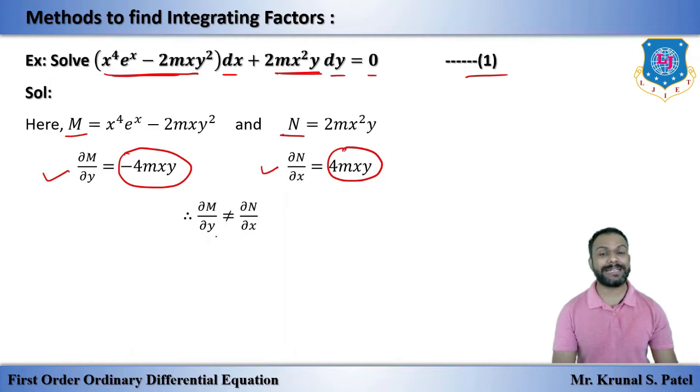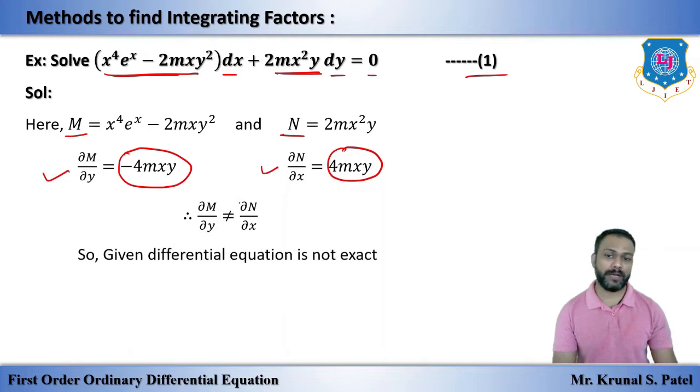Now if it is not exact, then what? Now we will first check whether method number 1 is applicable, that means whether the given differential equation is homogeneous. No, so method 1 is not there. Number 2, is there a function of xy and y dx, x dy? No. So method number 2 is not possible. Now we'll think about method number 3 and 4.